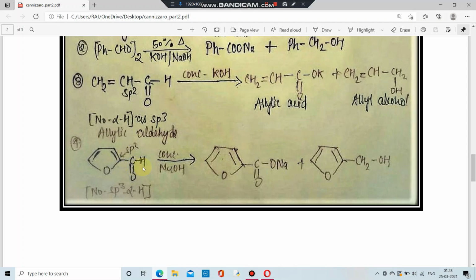So what we are going to get? We are going to get one as acid and another as a primary alcohol. So look, in products, this furan structure is going to be the same. Look, but what is going to change? This aldehyde part is going to change, one as acid and another as a primary alcohol. Look, this is a primary alcohol, this is an acid.